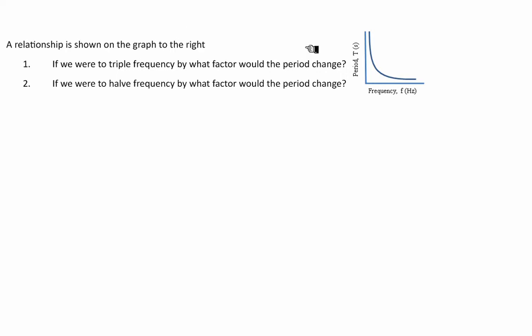So it says a relationship is shown on the graph to the right. So first of all, we can recognize this is a hyperbolic relationship or an inverse relationship. We have some variables here, so we could write an equation. We know that period is related to the inverse of frequency by some constant. We could call it m, we could call it k. I'll just go ahead and call it k. But we know there's some number here that relates frequency to period.